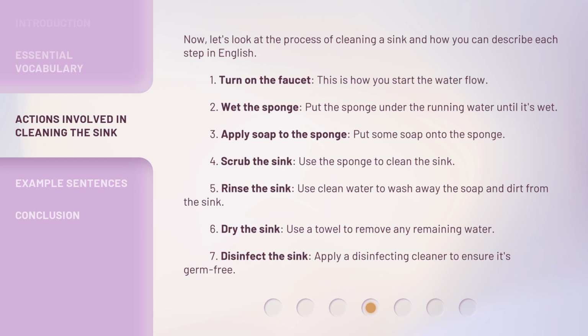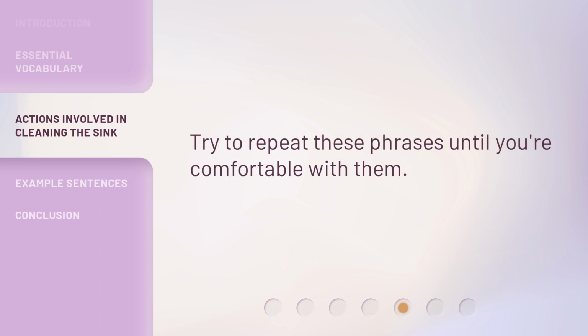4. Scrub the sink. Use the sponge to clean the sink. 5. Rinse the sink. Use clean water to wash away the soap and dirt from the sink. 6. Dry the sink. Use a towel to remove any remaining water. 7. Disinfect the sink. Apply a disinfecting cleaner to ensure it's germ-free. Try to repeat these phrases until you're comfortable with them.